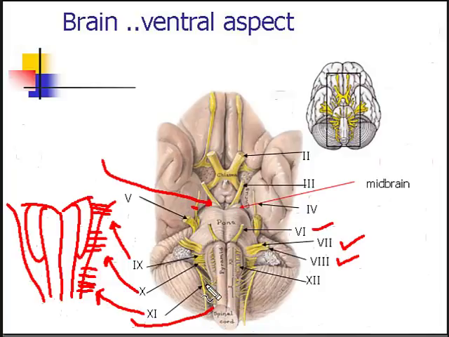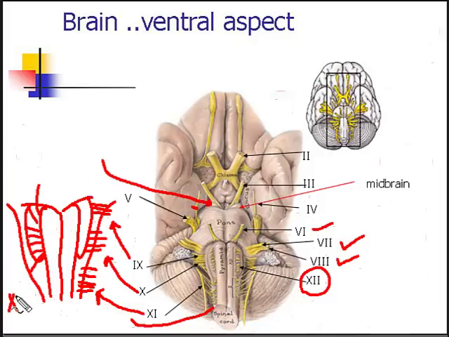Then between the pyramid and the olive, you can see these rootlets up here. These are the rootlets of the 12th cranial nerve. So between the pyramid and the olive, so I'll draw it on this side. So between the pyramid and the olive, these rootlets which come out, those are of the 12th or hypoglossal nerve.